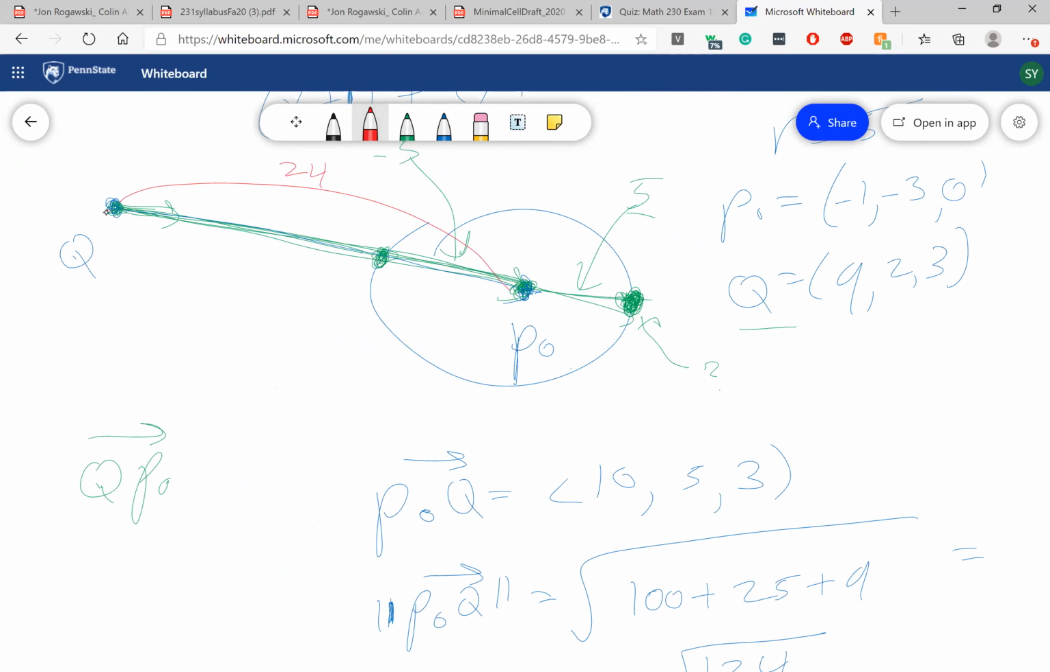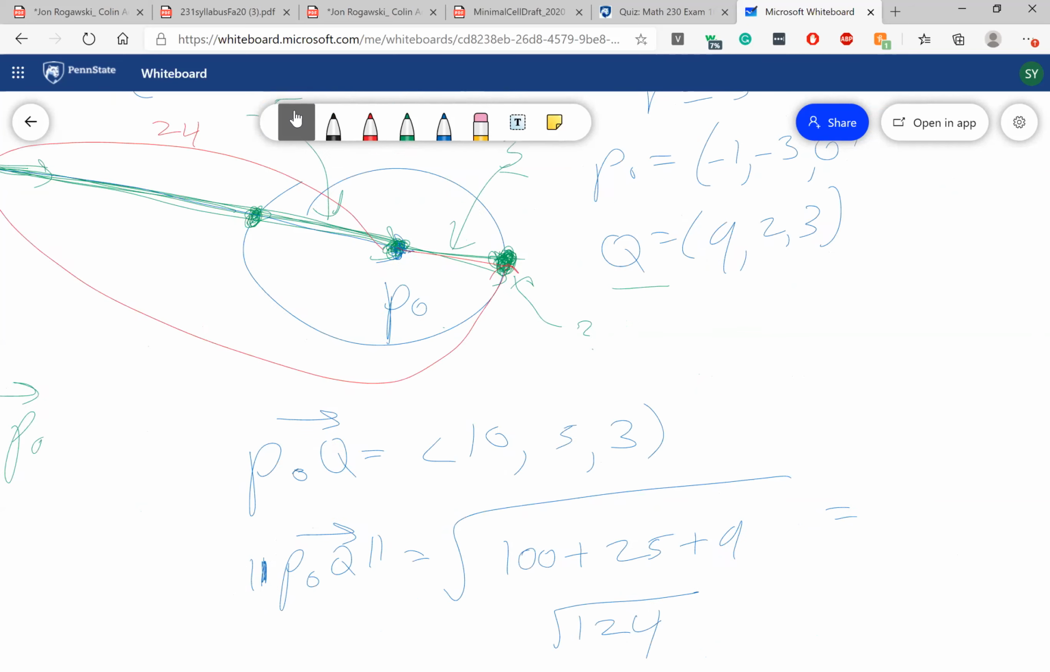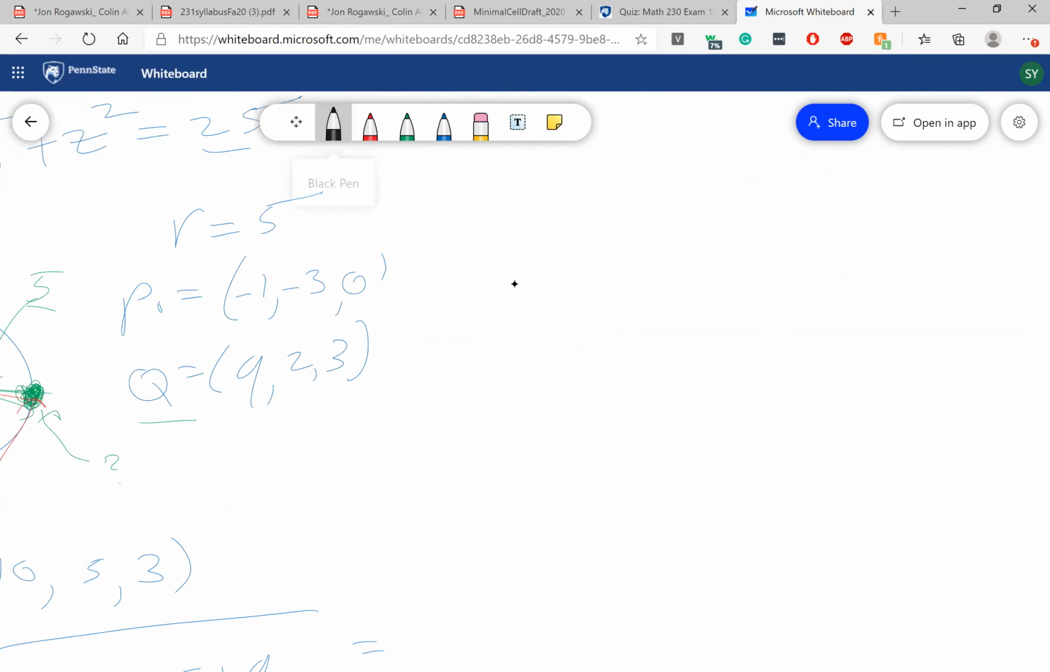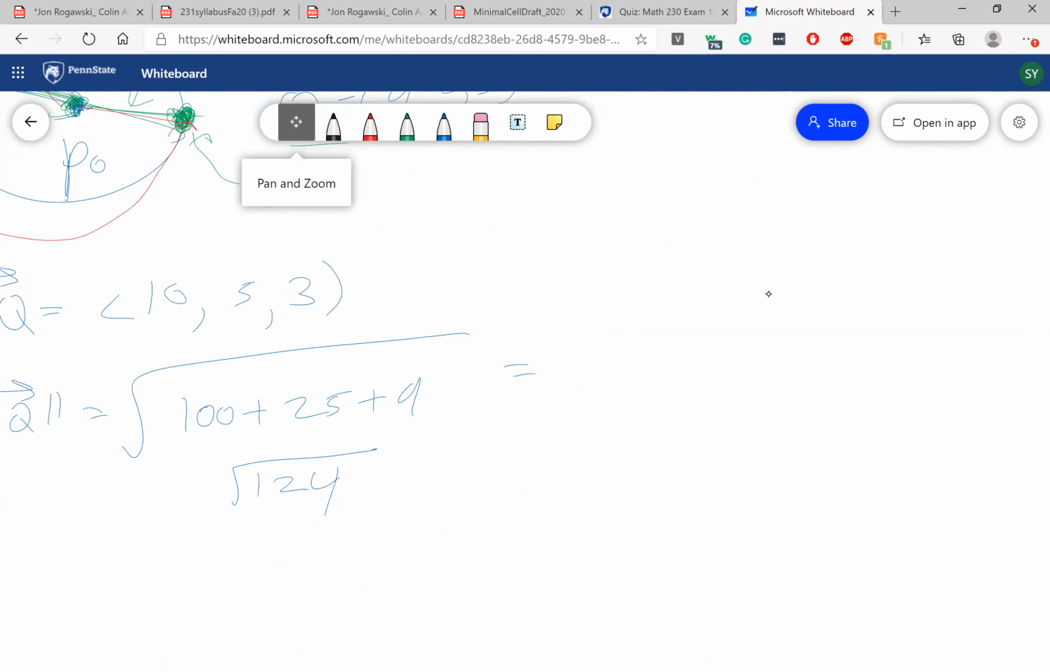Now, if you want to find the distance from this point to this point, all we have to do is add 5, because that's the radius of our sphere. So the answer to their question is going to be the square root of 134 plus 5. Wouldn't it be 134? That's what I was going to say too. Probably, maybe, sure. Yep, makes sense.